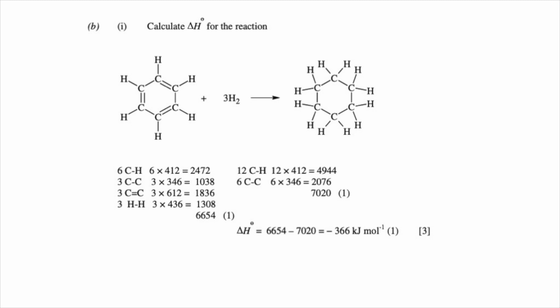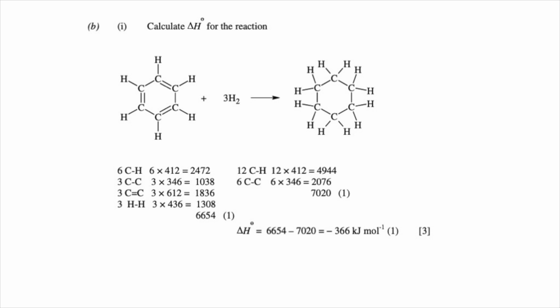Now the next step of this calculation is to work out the energy given out on forming all the bonds for cyclohexane. So to do this, you have to work out how many bonds there are and how much energy is given out. So there are 12 CH bonds, 12 times 412, which is 4,944. And there are 6 CC single bonds, 6 times 346, which is 2,076. Add them together, we get 7,020.